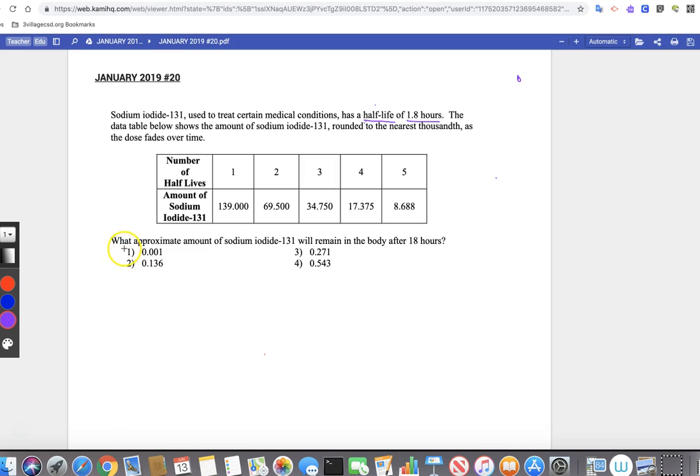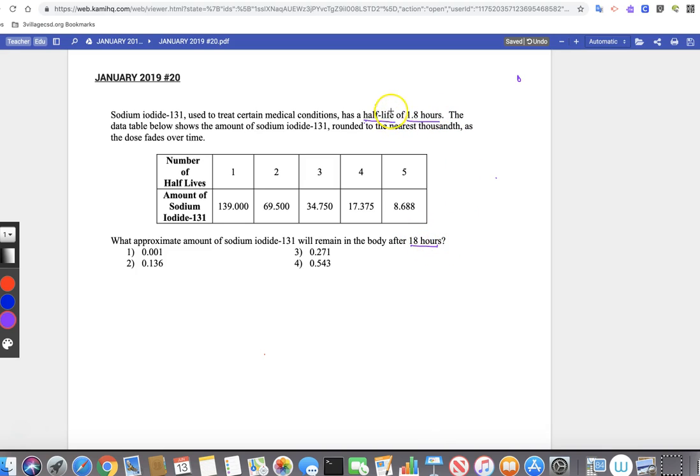So we are then asked to find what approximate amount of sodium iodide 131 will remain in the body after 18 hours. To do this, I think the easiest way is to use the data in the table to continue to calculate the amount left after each half-life until we get to the corresponding number of half-lives that are within 18 hours.